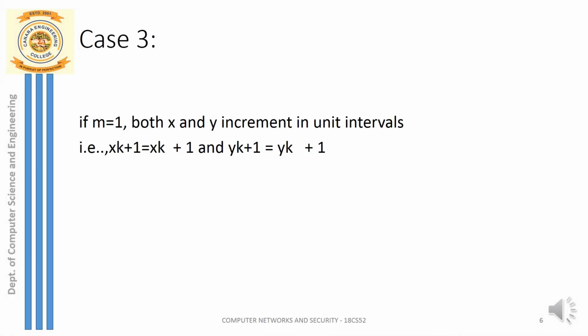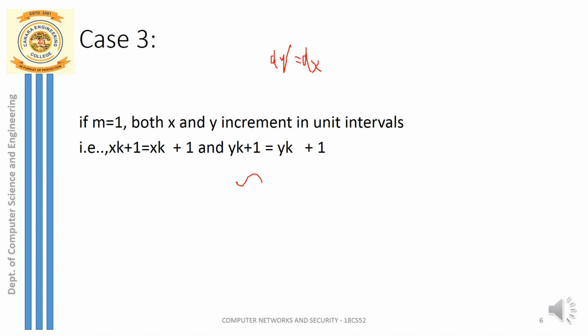Now the third case is, the slope will be exactly equal to 1. So when the slope is exactly equal to 1, change in y will be equal to change in x. In that special case, when both x and y changes are the same, the slope will be equal to 1, and this formula is supposed to apply. What is that? Incrementing both x and y.